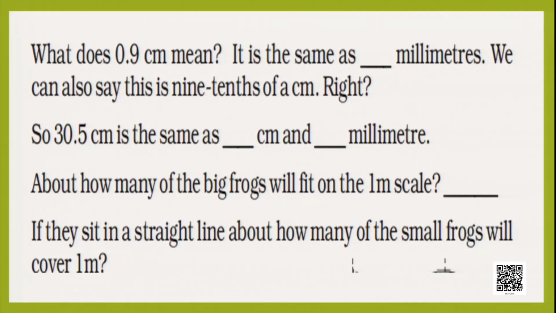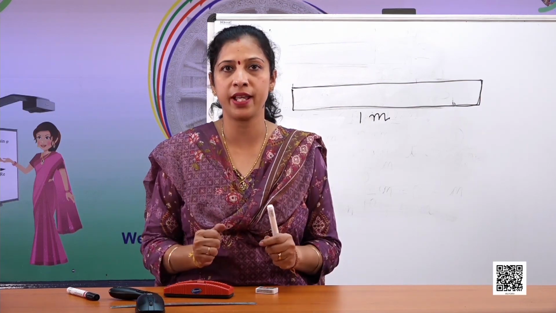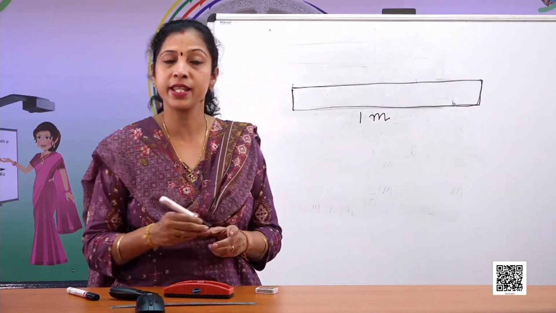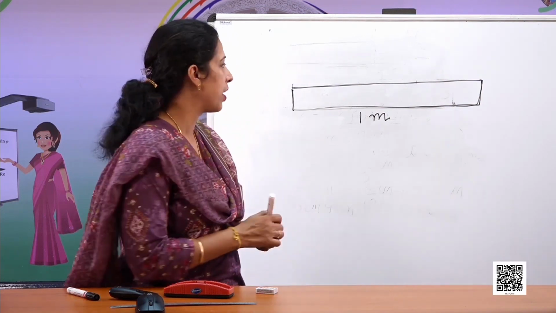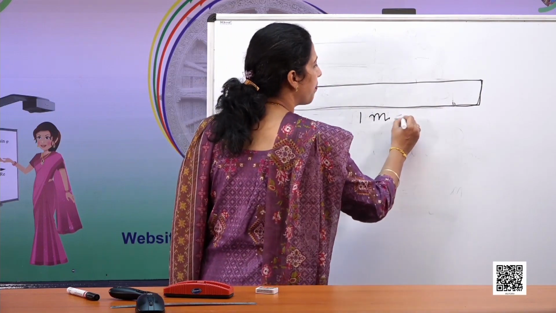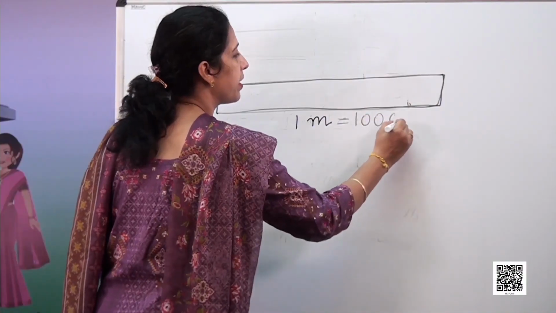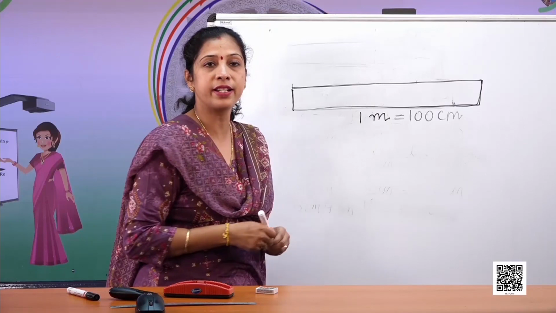So now let's go to the next question: how many of the big frogs will fit on the 1 meter scale? Now what is this 1 meter again? Again we came back to another unit. This is also a unit of measuring length. 1 meter is used when we are measuring a bigger length. So let's see how many big frogs can fit into this 1 meter scale. 1 meter is nothing but 100 centimeter.